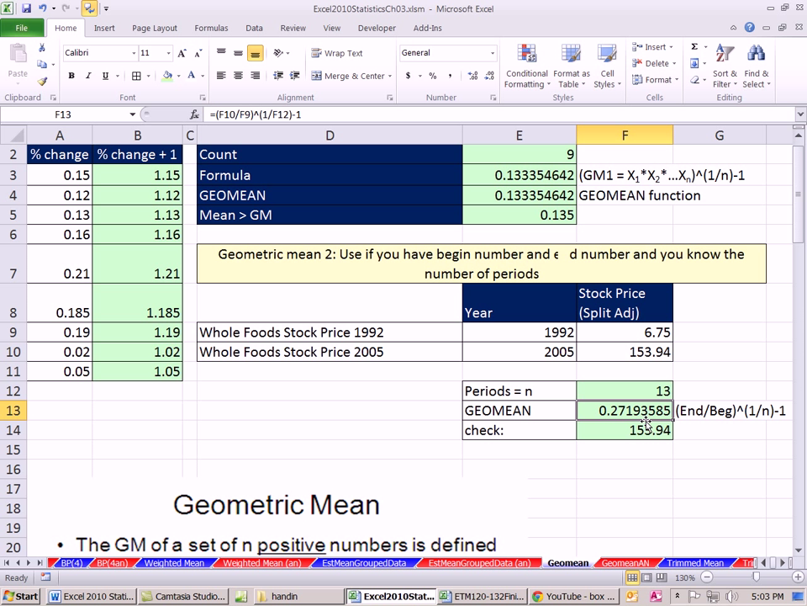Well, if it's the true geometric mean or average compounding rate over all these years, if we use it in our future value calculation, we better get the ending amount, and we do.